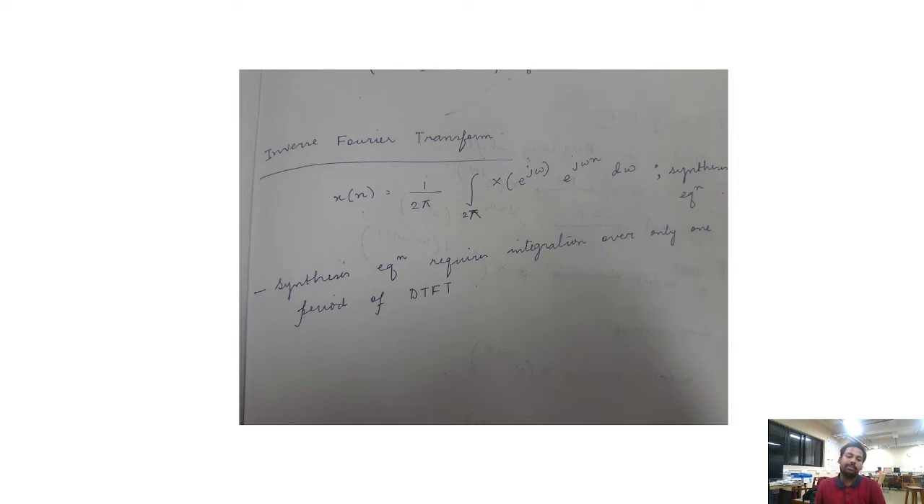So these two equations are very fundamental for this class. In the first equation, that is the analysis equation, we obtain x of e to the power of j omega, that is the Fourier transform signal, from the original signal x of n. And the equation where you obtain x of n from x of e to the power of j omega, that is the original signal x of n from the Fourier transform signal, is called the synthesis equation.